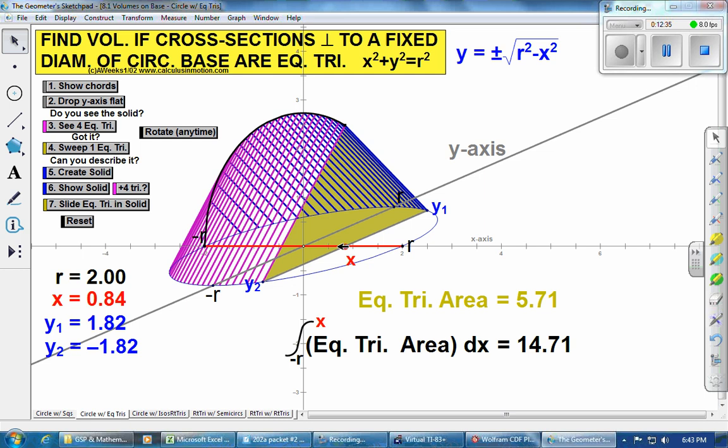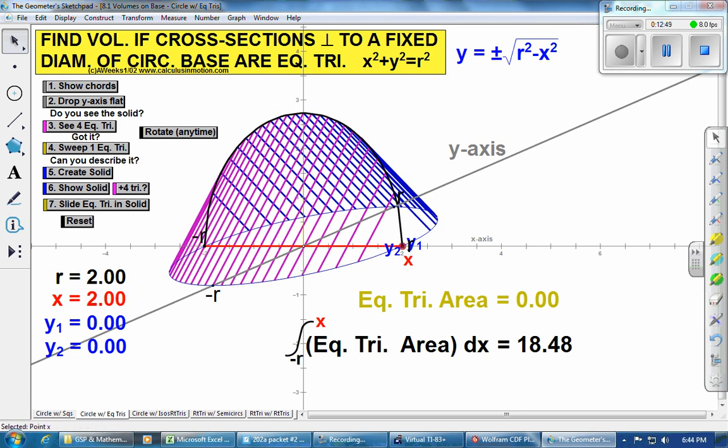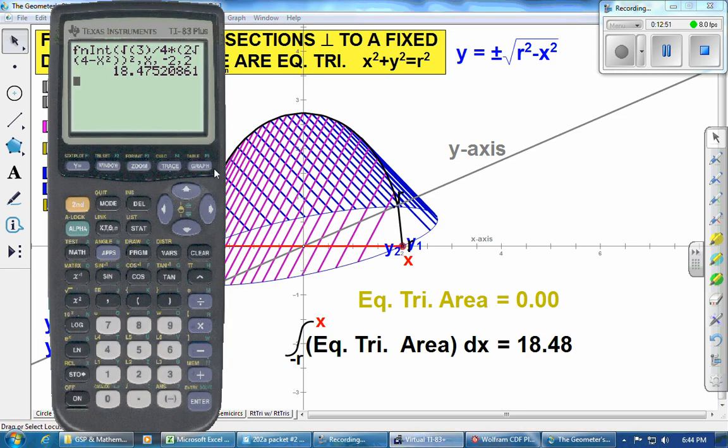And here it's keeping track of the cumulative volume. The equilateral triangle areas all get added together. That's what this integral does. Adds them all up and keeps track here, and by the time we get to the end, we get to this 18.48, which matches with what we had over here.